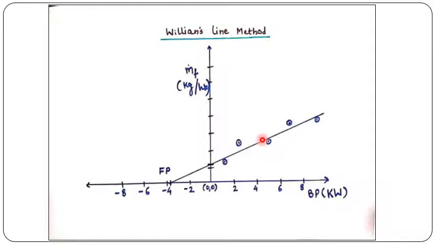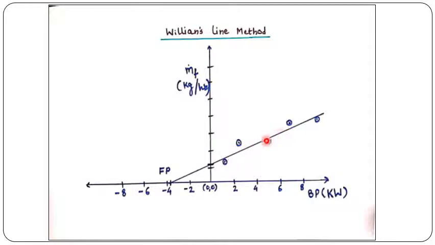In quantity governing, the amount of air-fuel mixture is governed, but the quality may differ. But in quality governing, the quality of the mixture is properly maintained as per the load or operating conditions. So you get a straight line like this, which passes through the average of these points on this graph.